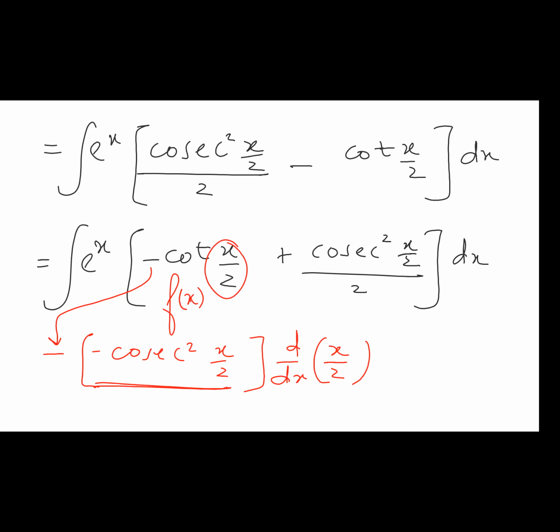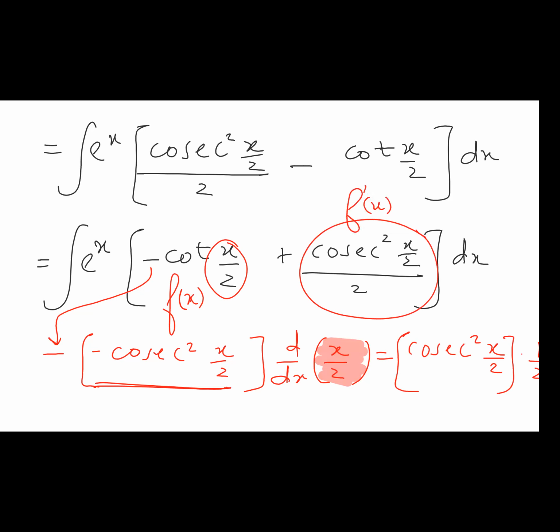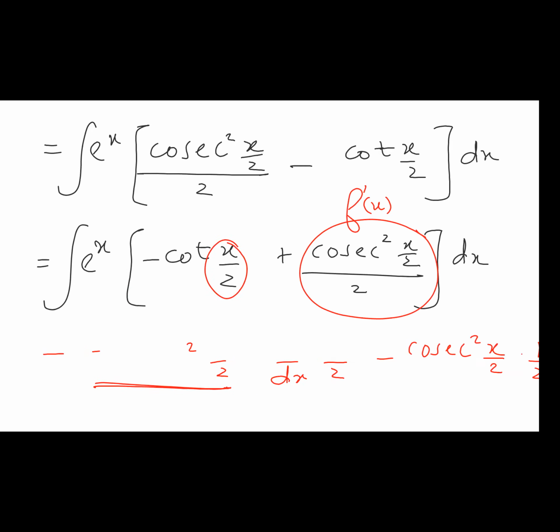Okay. So this is equal to cosec square x by 2 into derivative of x by 2 is half. Derivative of x by 2 is half. So isn't this f dash x, cosec square x by 2 upon 2, right? Fine. So the function and its derivative are there in the box bracket, separated with a plus sign.